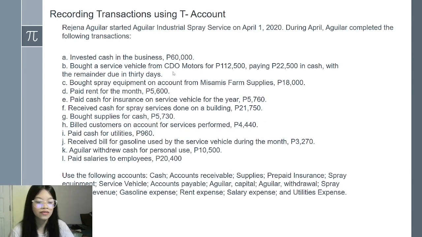So, next transaction is bought a service vehicle from CDO Motors for 112,500 pesos, paying 22,500 pesos in cash, with the remainder due in 30 days. So, bumili siya ng service vehicle sa halagang 112,500 pesos. Binayaran ng cash ang 22,500 pesos. So, ang natira na utang niya is 112,500 pesos minus 22,500 pesos is equal to 90,000. So, yun yung utang niya na kailangan niyang bayaran in 30 days.